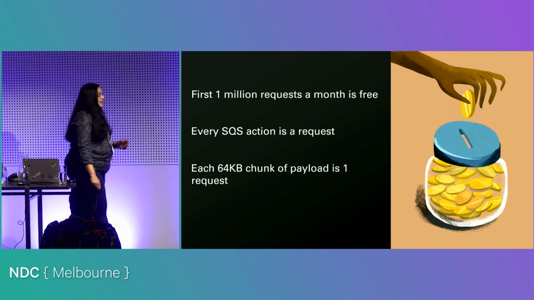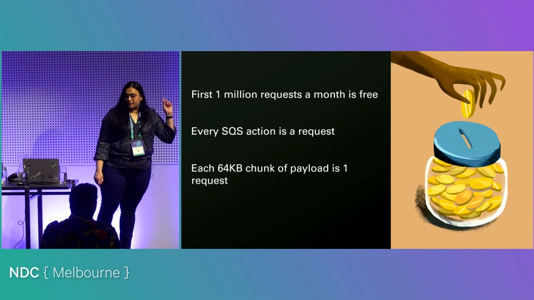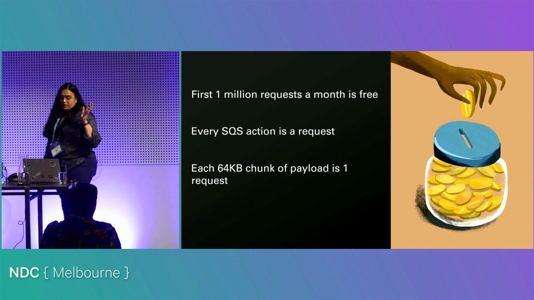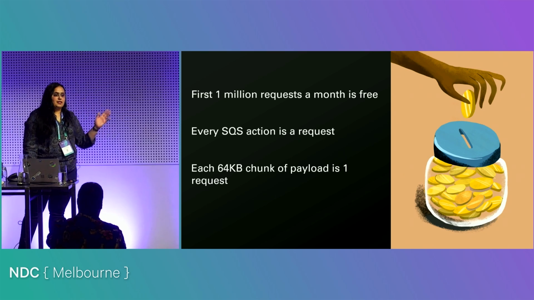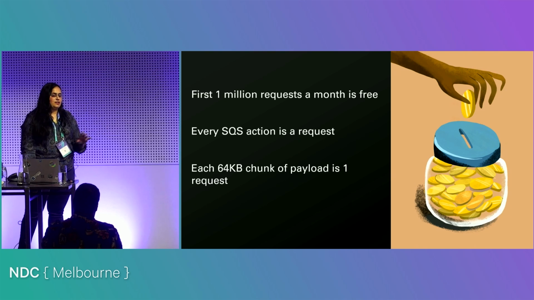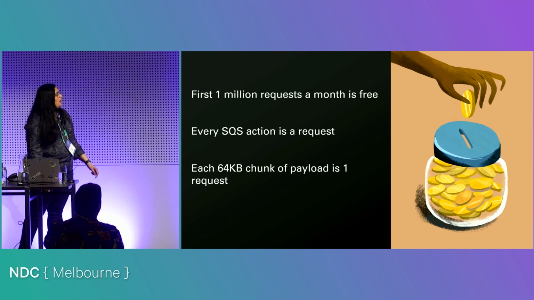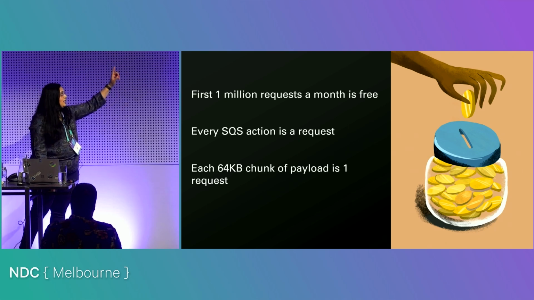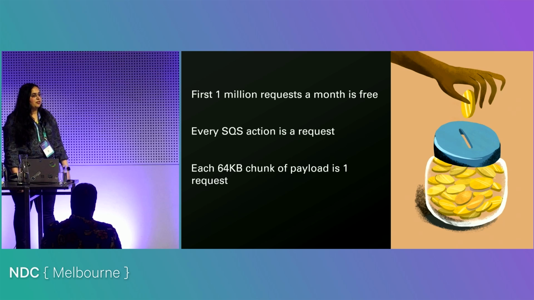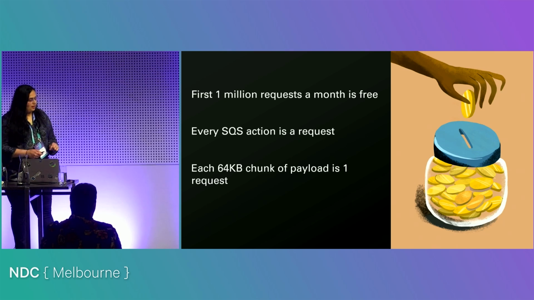Of course, being on the cloud, there is a cost involved. There are 1 million requests a month, which is free. And you need to think that every SQS action is a request. Receive, send, delete, all are requests. And even if you use the AWS console to poll for messages, that also is a receive action. That will cost money. And if you have a 256 kilobyte message, that is 4 different requests, because each 64 kilobyte chunk of payload is a single request.